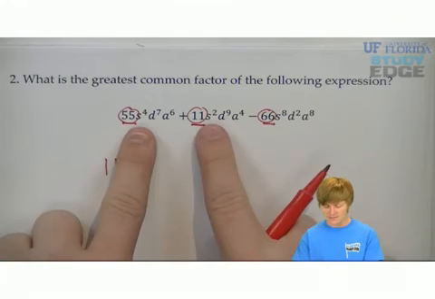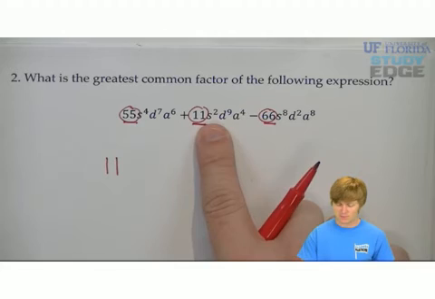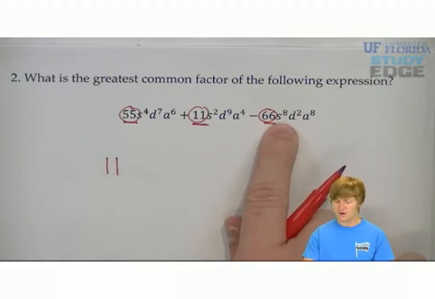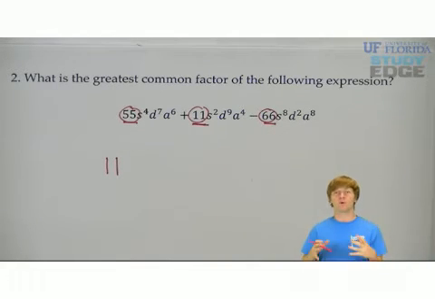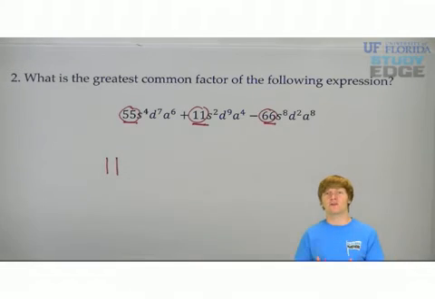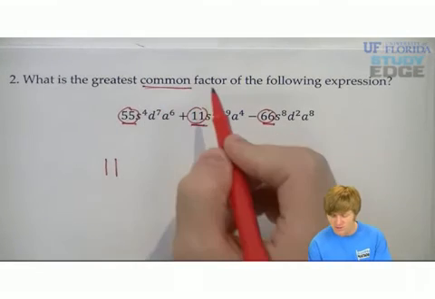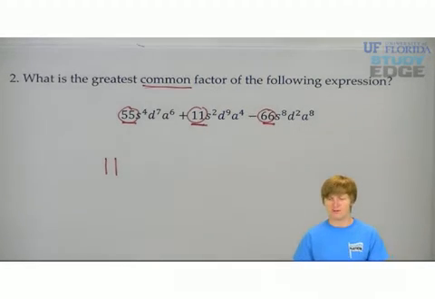So let's look at s first. So in this first term, I have s to the fourth. In the second term, I have s to the second. In the third term, I have s to the eighth. So now what I ask myself is, which one of those numbers is the smallest? Because remember, we're trying to look for the greatest common factor. So what factor of s raised to what power is shared by all three of the terms?